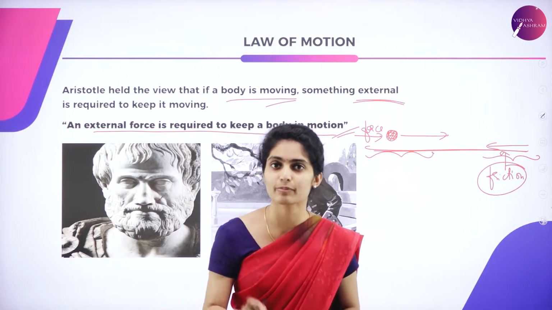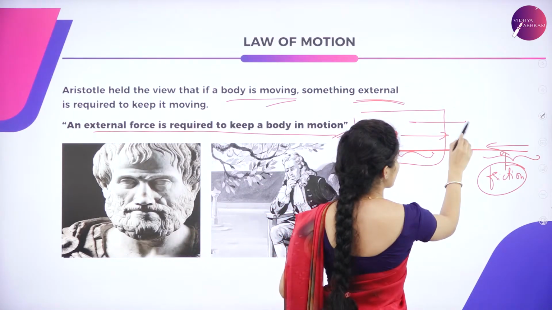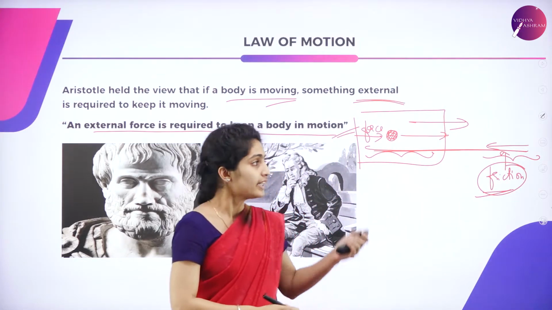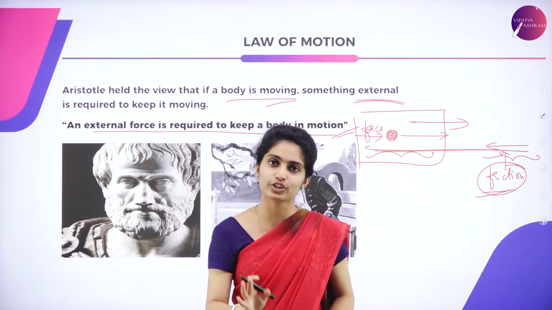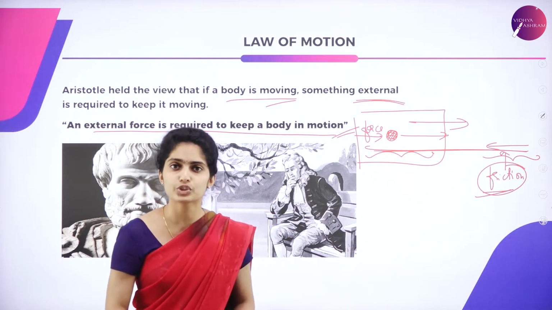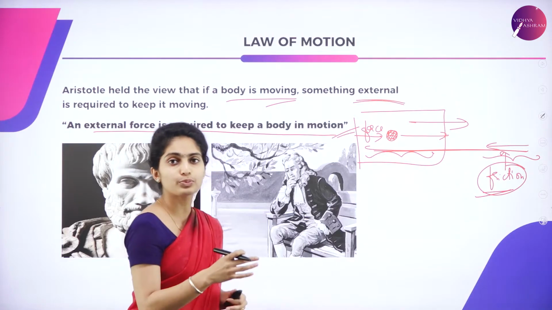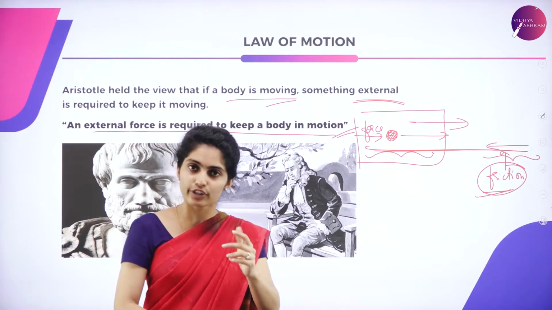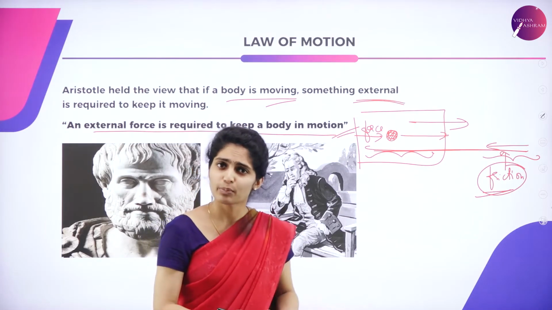At a certain interval of time, he explained only one part of the view, whereas the other part was not explained. And that was due to friction, that is, the resistive force which is acting on the object. Having the concept of Aristotle, what did Newton do? Newton took this concept of external force being required to keep the body in motion, and modified it.